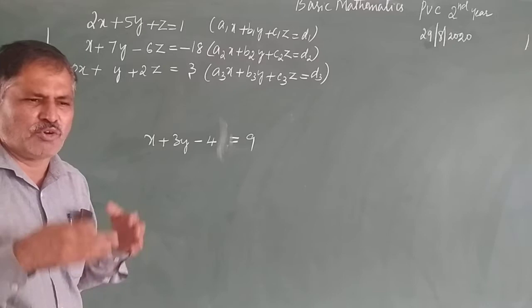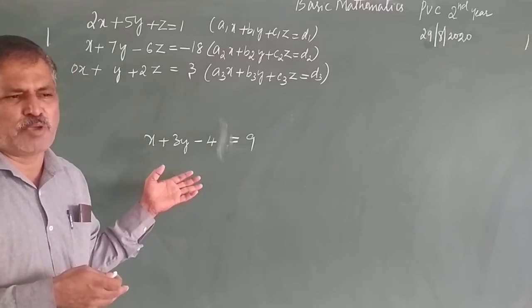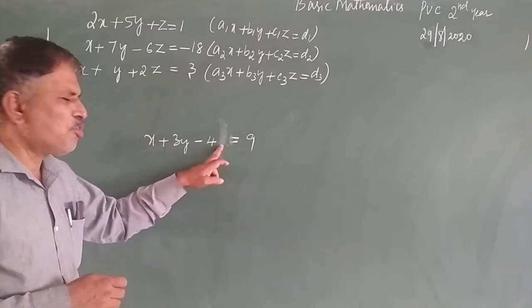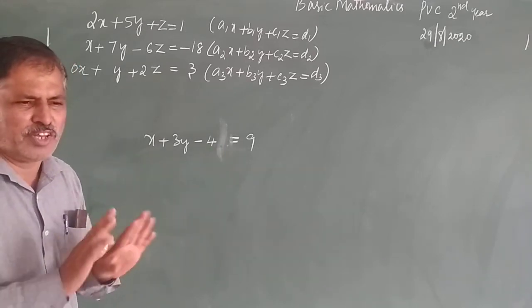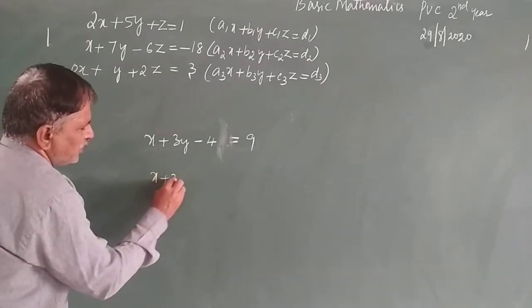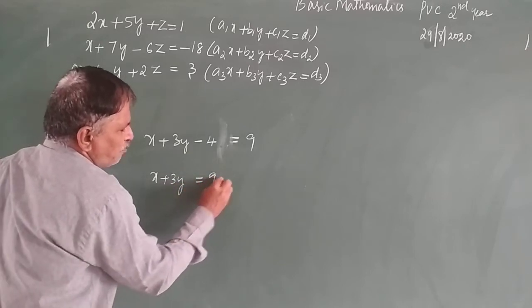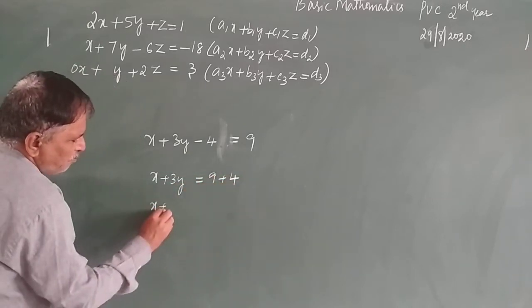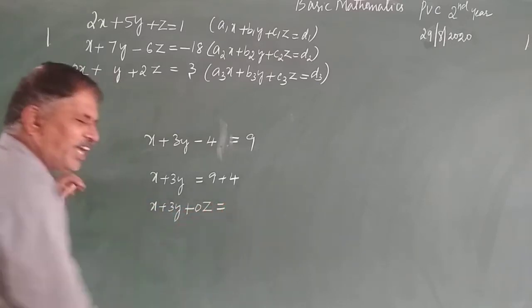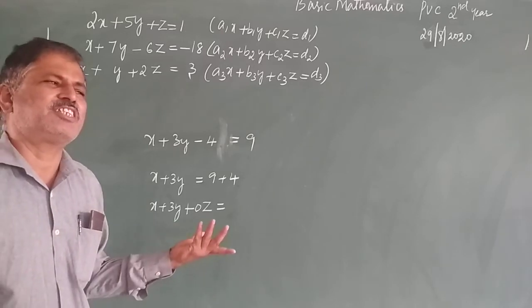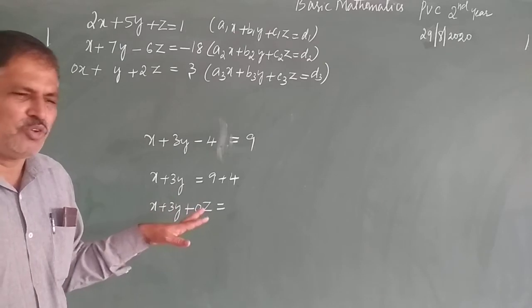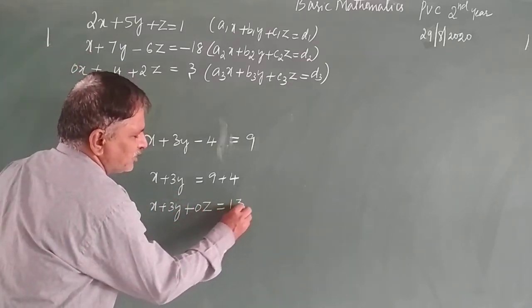Not only you, even I don't have any powers to change the question paper once the question paper is distributed. That's why don't put z and do it yourself. You don't have any powers to change it. What you can do is x plus 3y is equal to 9 plus 4. So x plus 3y, since z is not there, you can take 0z, because 0 into anything is 0 only. So you can take that and write this one as 13.